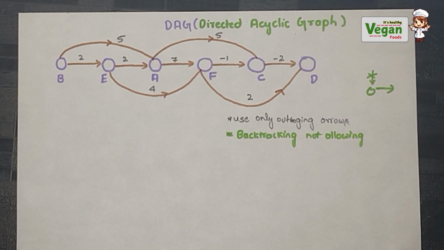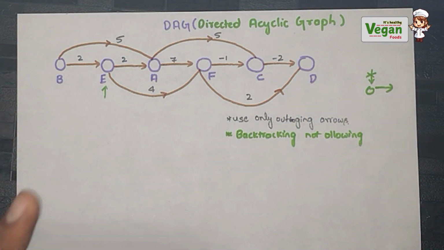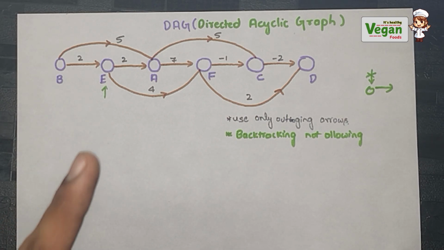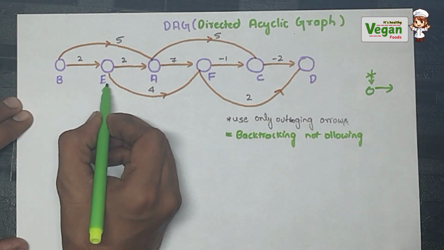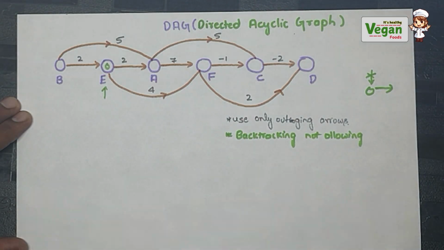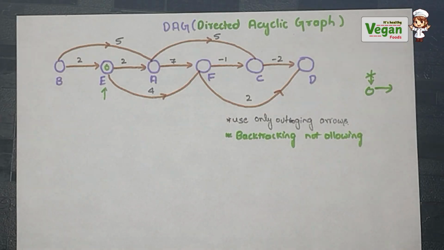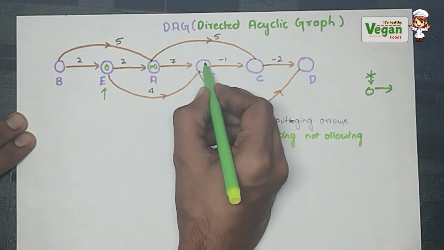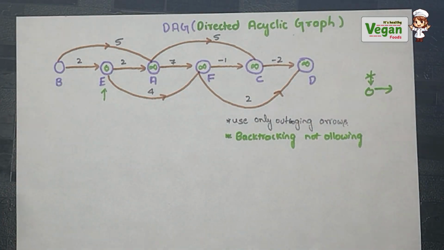Now, let's go on solving the problem. In the question, E is given as the source node. From E, you must consider only the outgoing arrows. Since I consider E as the source node, its value will be equal to 0. And the other nodes' values I don't know, so I will write infinity for all of them except this one.